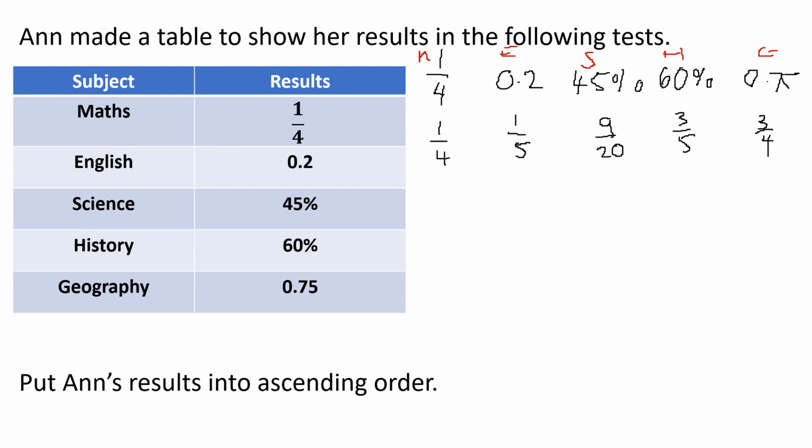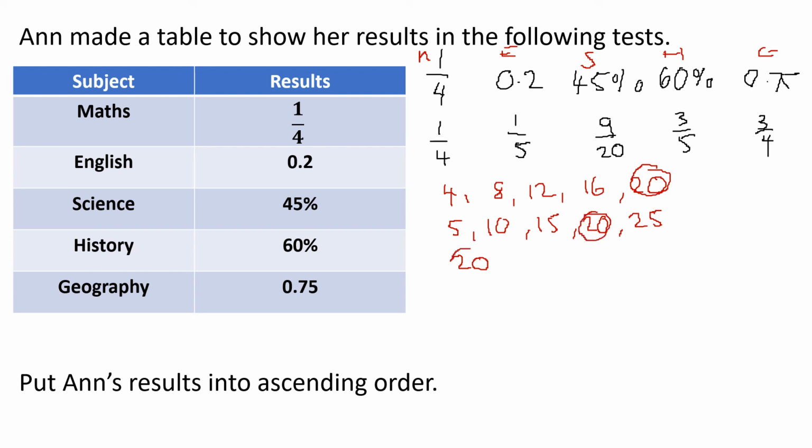by writing our times tables. So if we write our 4 times tables, so 4, 8, 12, 16, 20. Write our 5 times tables, so 5, 10, 15, 20, 25, and then we need our 20 times tables. So I'm only going to write 20 for this one because I can see that I've got 20 in my 4 times tables and my 5 times tables, so there's not much point in me writing any more. So we can see now that 20 is going to be our common denominator.